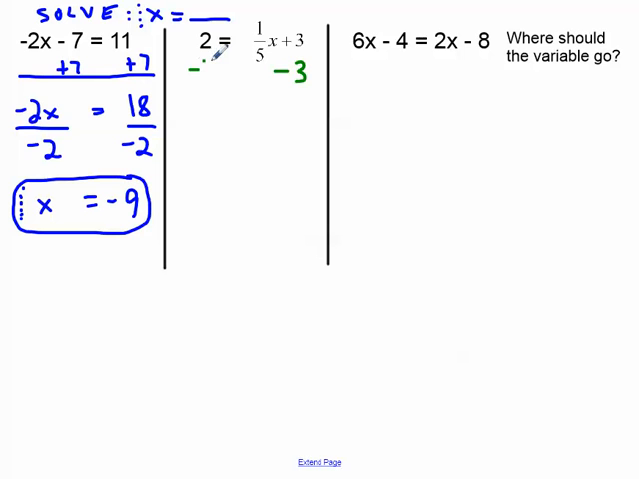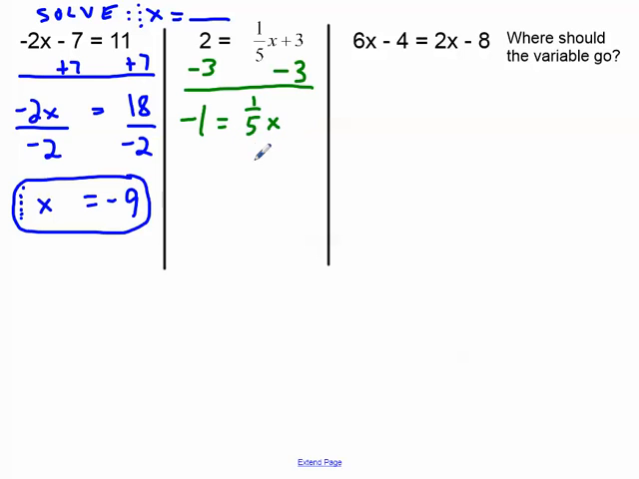And I got to keep the kids happy at Christmas time, so I got to do the same thing to both sides. On the left side, 2 minus 3 is negative 1 equals 1/5 x plus 3 minus 3 becomes plus 0. We don't have to write that, but we understand that's there, but it has gone away. And that's the nice thing about doing the opposite of whatever that addition is. We subtract. All right, now I got 1/5 x equals negative 1.